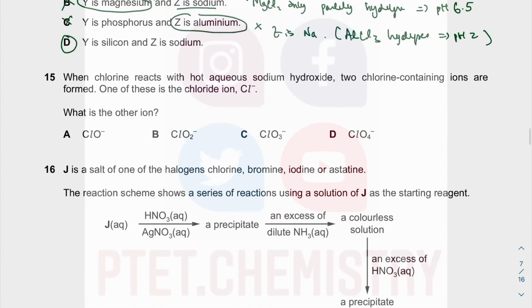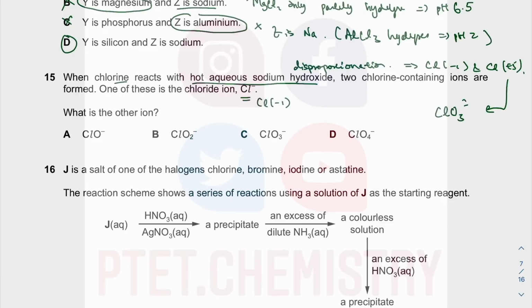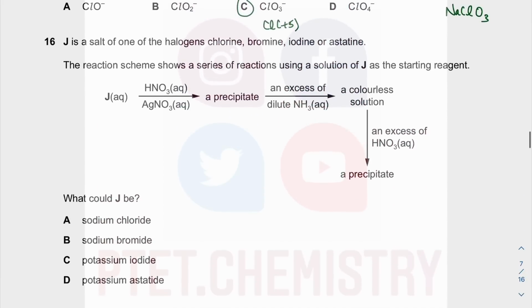Number 15, when you have chlorine reacting with hot aqueous sodium hydroxide, this is your disproportionation. But because you're in hot condition, you're going to get Cl-1 and Cl+5. So they tell you to get Cl-1, which is chlorine -1. This chlorine +5 is ClO3-. You will produce that as NaClO3 because you have Na+ and ClO3-. So that is your ClO3-, which is chlorine +5. So a factual question.